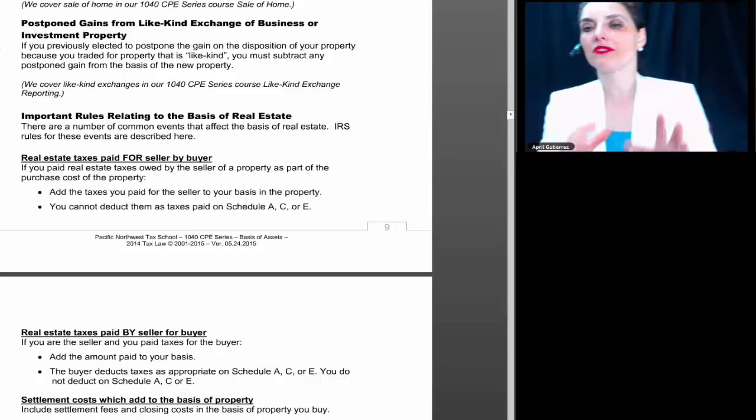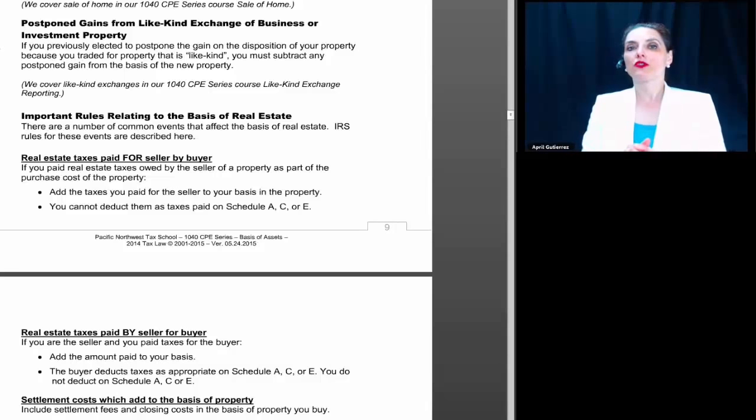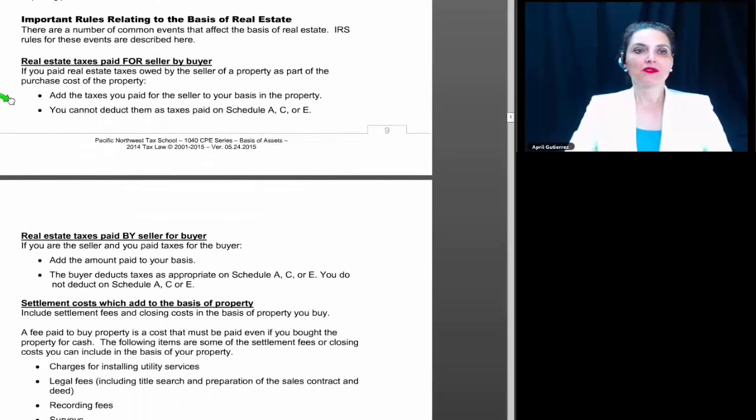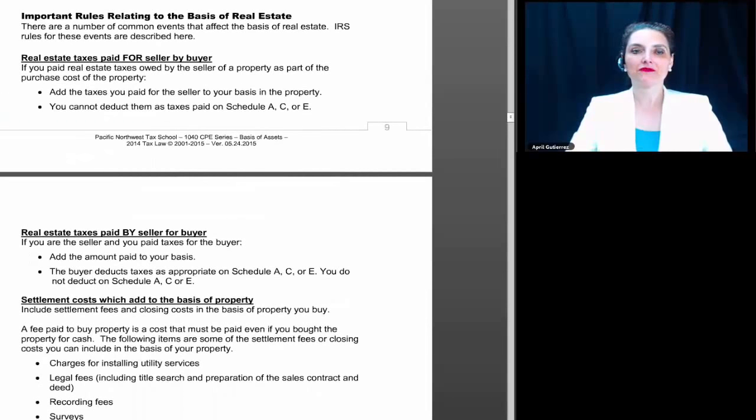There are similar rules you have to account for when you trade one piece of property for another piece of property, and the property that you are trading in is worth more than the property you're receiving, so that you receive cash. The rules work a little bit differently there. In any event, we cover all of that in a course that I'll be covering later in the year called Like-Kind Exchanges.